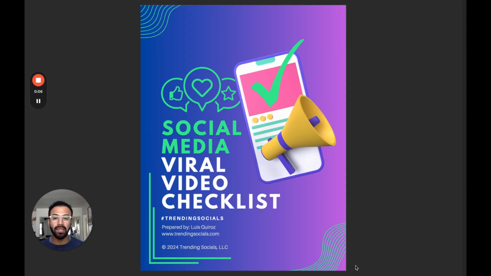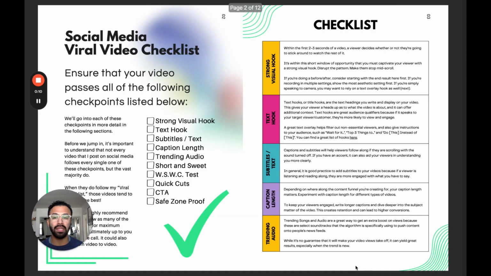So this is the cover of the social media viral video checklist, and inside you will see a 10-step checklist or 10 points. You do not have to have each step checked off to have a viral video, but the more components that you're able to include, the better. So let's go ahead and walk through each of these 10 components, and I'll explain a little bit more in depth what each one means.